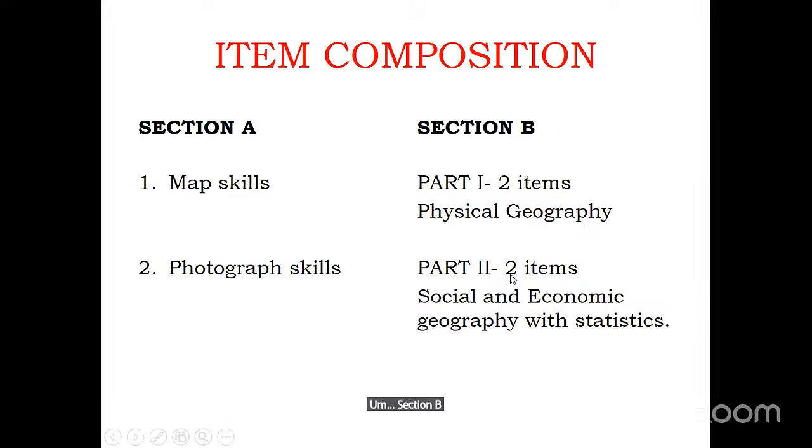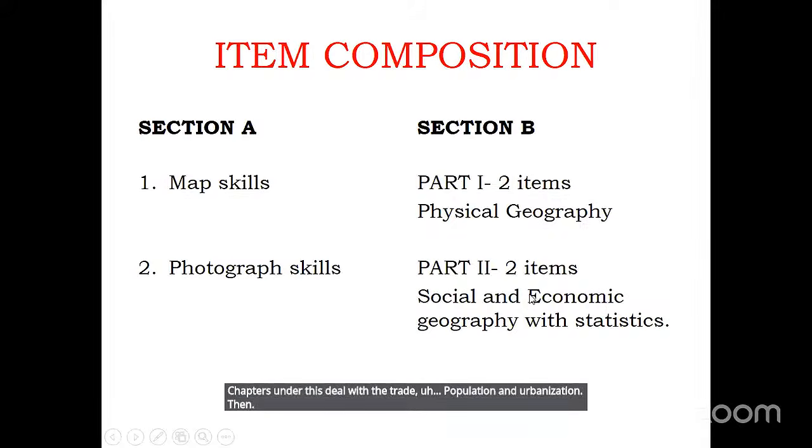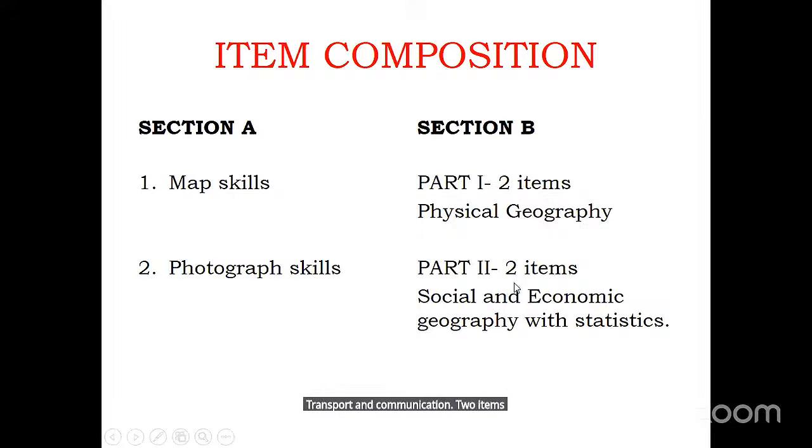Section B, part 2. This also deals with what we call socioeconomic geography, with the statistics. Chapters under this deal with trade, population and urbanization, then transport and communication. 2 items are set in this element of construct 4, and you choose one, you answer one. But the 2 items are incorporated, they have an element of statistics. So you need to also prepare yourself on that part.